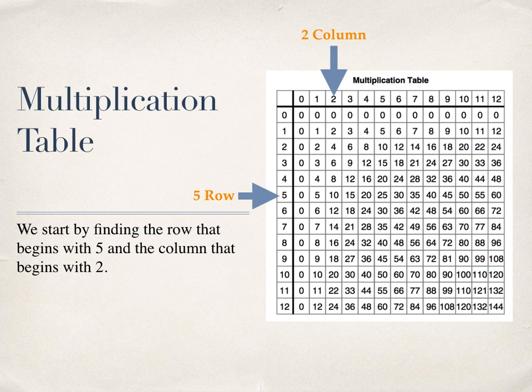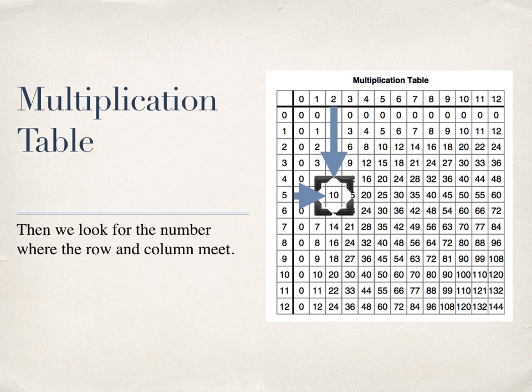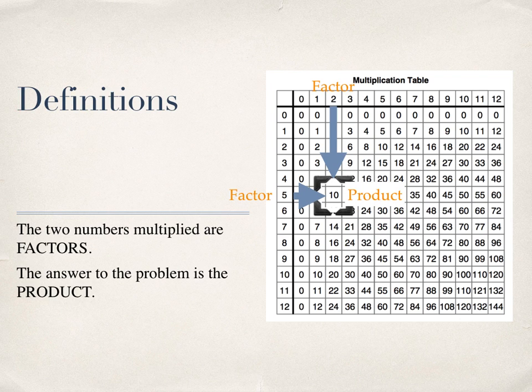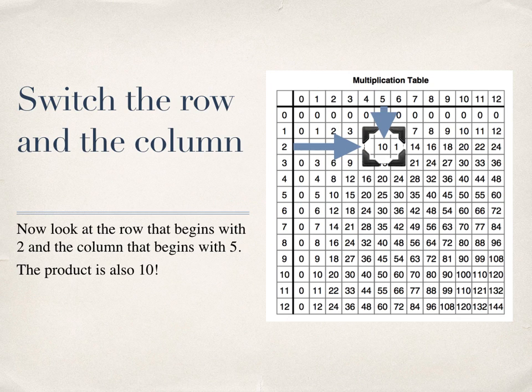We start by finding the row that begins with 5 and the column that begins with 2. Then we look for the number where the row and column meet. The answer is 10. 5 times 2 is 10. The two numbers multiplied are factors. The answer to the problem is the product.